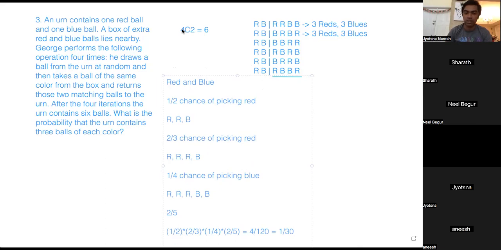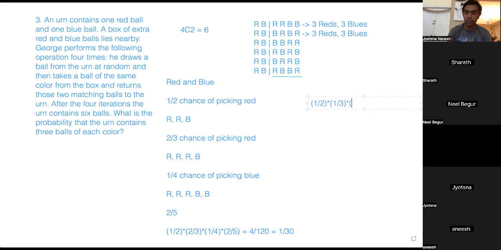So let's try repeating this for the last one, RBBR. Can we do the same kind of logic there? So what's the probability of picking the first red one? 1/2. Good. What's the probability of picking the first blue one? 1/3. Good. What about the second blue one? 1/4.